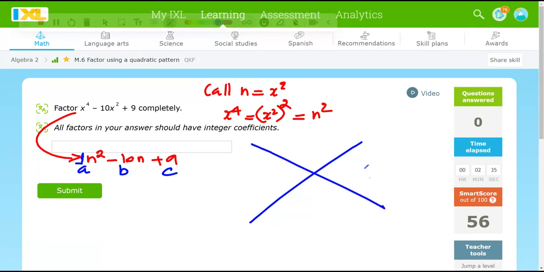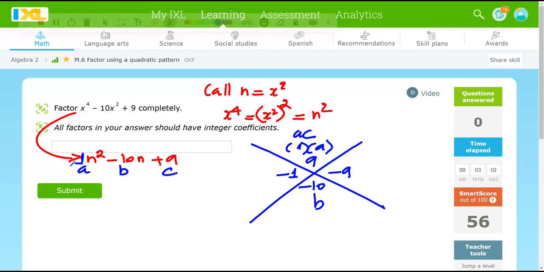So now I can do the diamond. Here we go. AC on top, which is 1 and 9. 1 times 9 is 9. On the bottom of the diamond is B, which is negative 10. So two numbers multiply equal 9, add together equal negative 10. What is it? It has to be negative 1 and then negative 9.